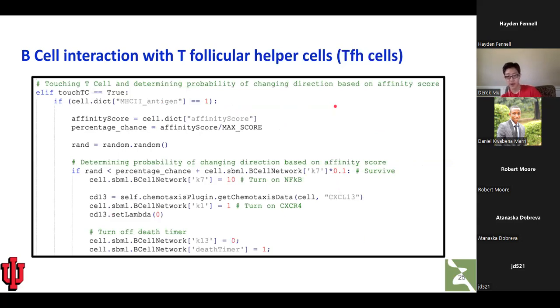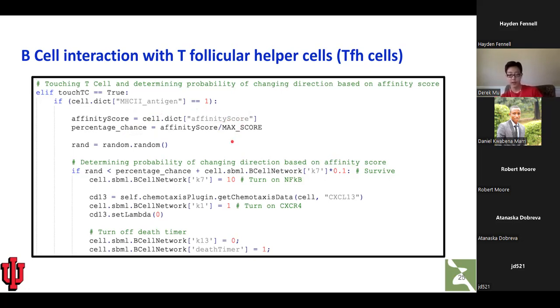Next, here's what happens when a B cell touches a T cell. So if the B cell is touching a T cell before contact with an FDC, which is indicated by this MHC2 antigen value equaling 0, then nothing happens. But if the B cell is touching a T cell after contact with an FDC, which is indicated by this MHC2 antigen value equaling 1, then the probability of turning off the cell death timer and changing the chemotaxis direction is determined by the affinity score.